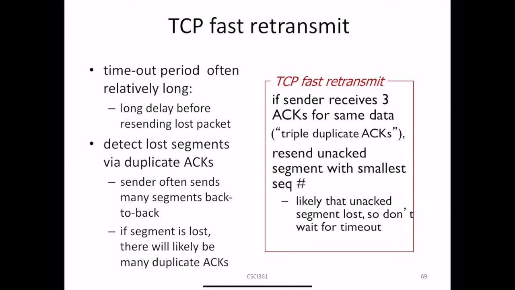The sender often sends many segments back to back. If a segment is lost, there will most likely be many duplicate ACKs. Then the rule for TCP fast retransmission is: if a sender receives 3 ACKs for the same data, which we also call triple duplicate ACK, then the sender will retransmit the unacked segment with the smallest sequence number, because it's very likely the unacked segment just got lost on the way. So it's not necessary to wait for the entire timeout to be triggered.